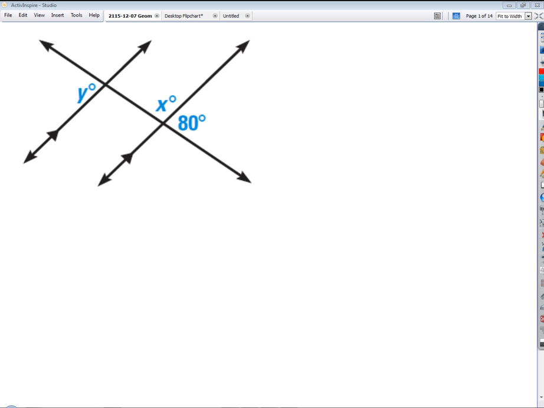Before I do this, does anybody need one of these blue sheets? Anybody need one? You're gonna need one of these today. Okay. Pass it back there, please. There you go. Anybody else? Got one? Anybody else need one?